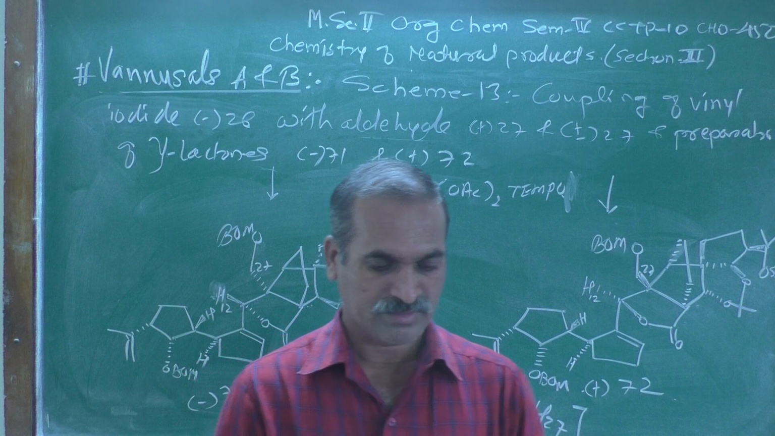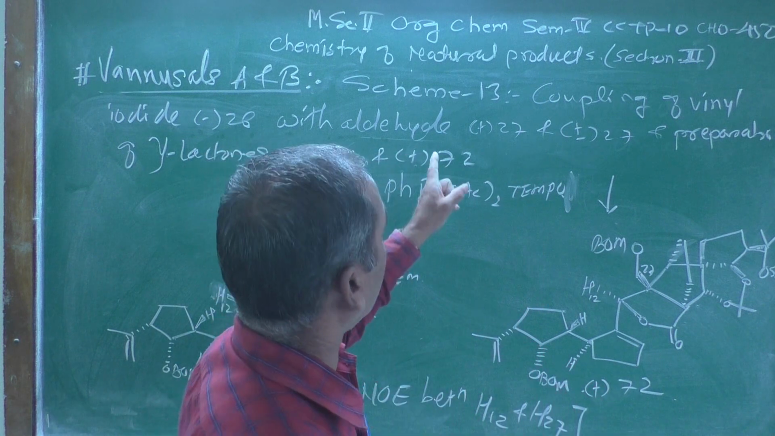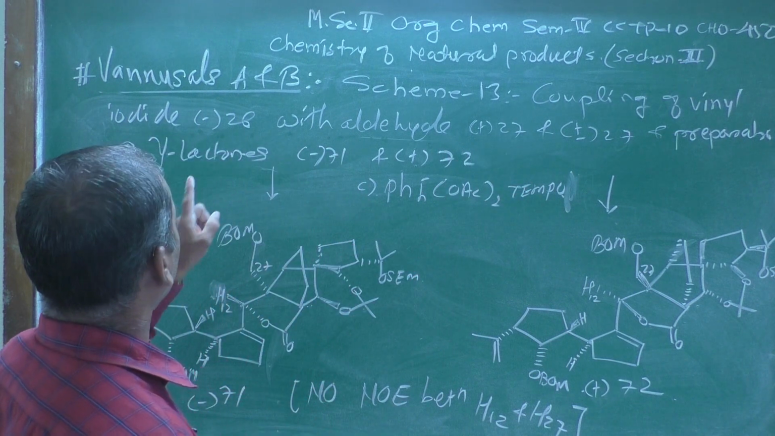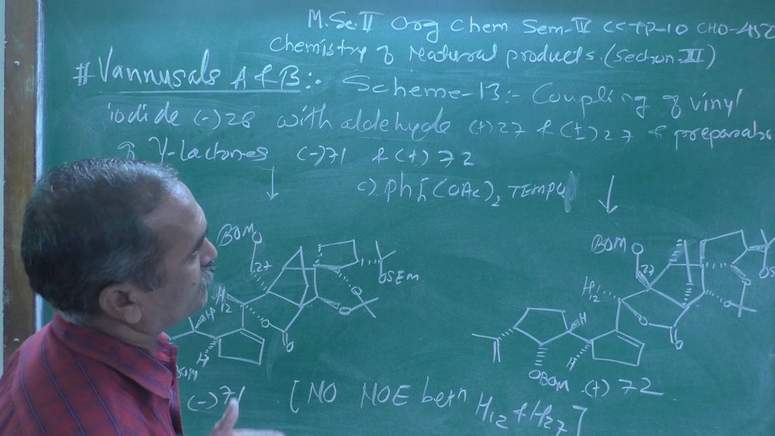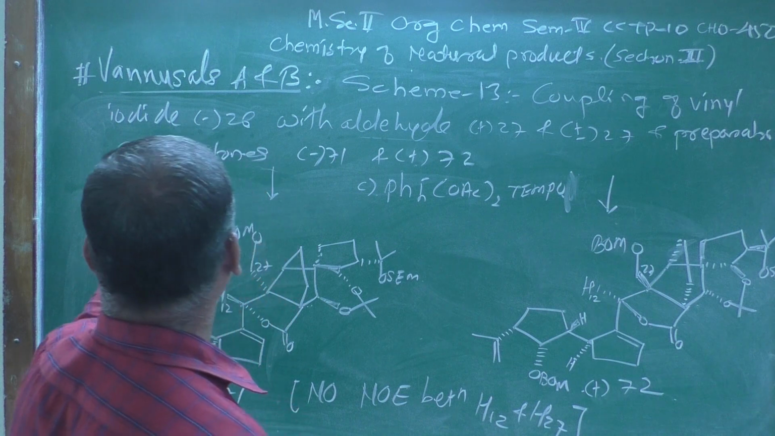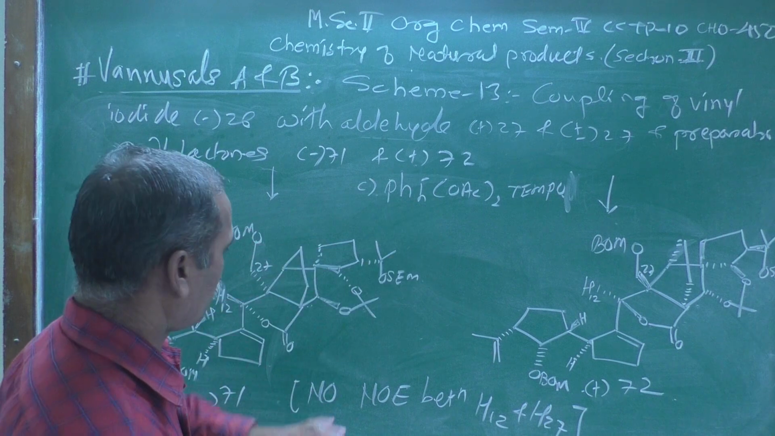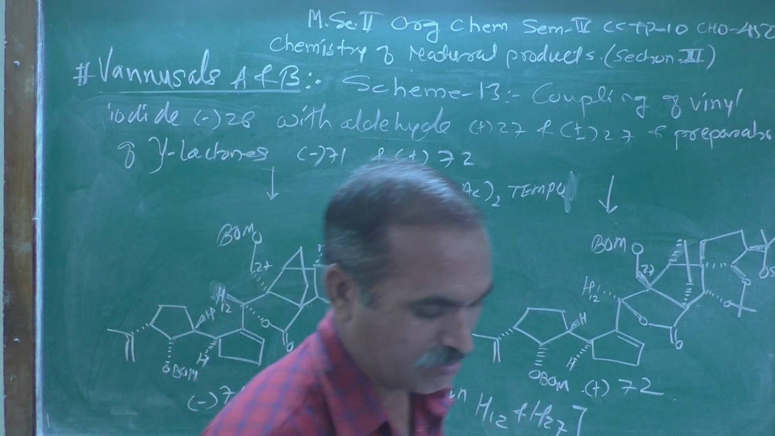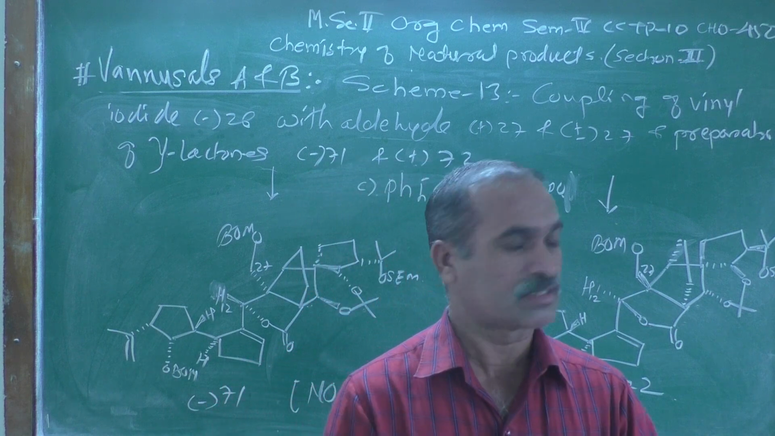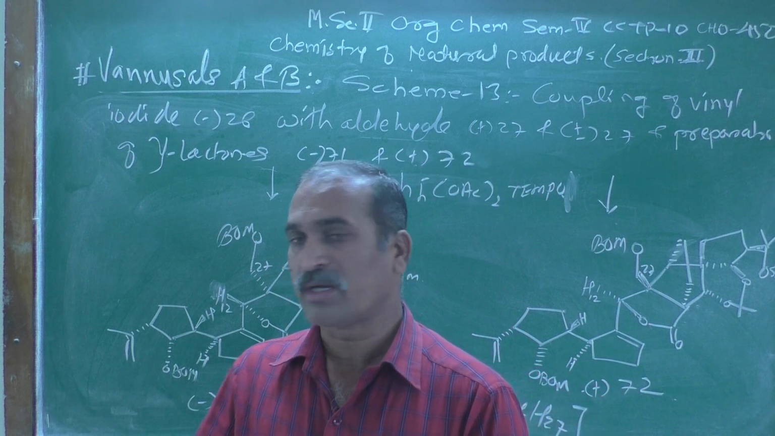I think whatever scheme number 13 we have described over here, coupling of vinyl iodide minus 26 with aldehyde plus 27 and plus-minus 27, and preparation of gamma lactones minus 71, this one, and plus 72, this one, we have described over here. So, the remaining description regarding this scheme number 13 we will continue in our next lecture.